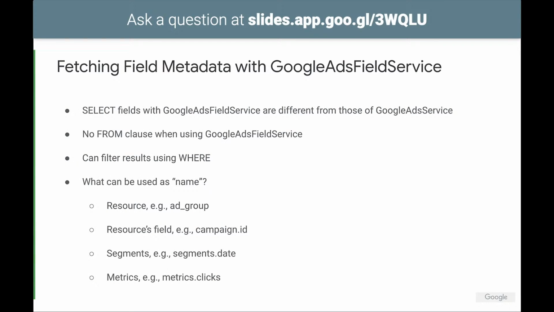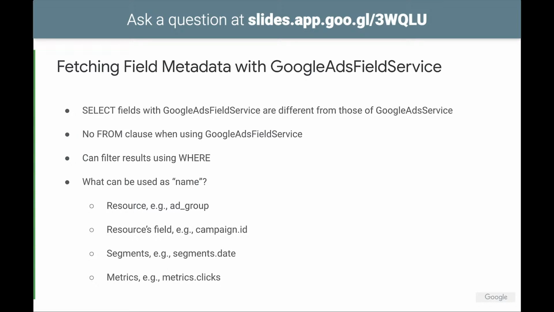Let's talk about the slight differences between the Google Ads Field Service query language and the Google Ads Service. The first thing you'll notice is that from is required with the Google Ads Service. When you're using the Google Ads Field Service, there is no from clause. You're not selecting from any given resource. You're just getting data from the API. However, you didn't see this on the previous example, we can filter our results using where. One of the common things that we would filter on might be name, for example.